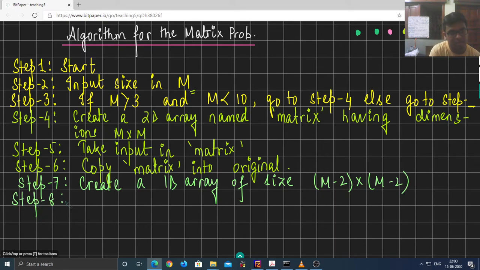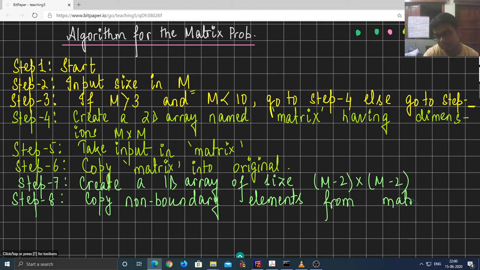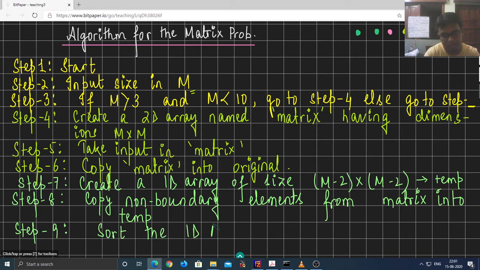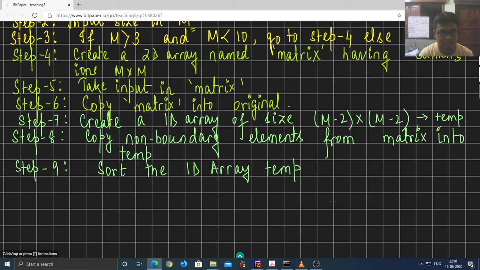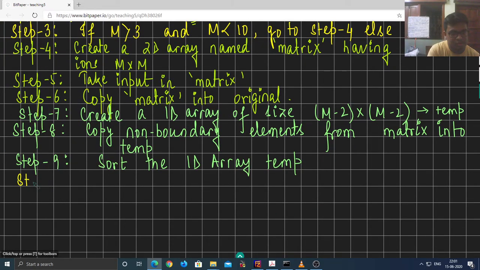Step 8, copy non-boundary elements from matrix into, let me name this 1D array, let's call it temp, into temp. Step 9, sort the 1D array.